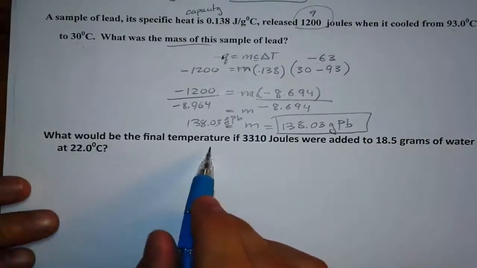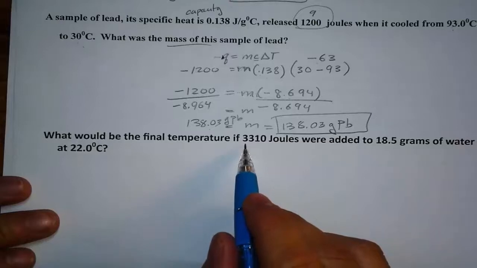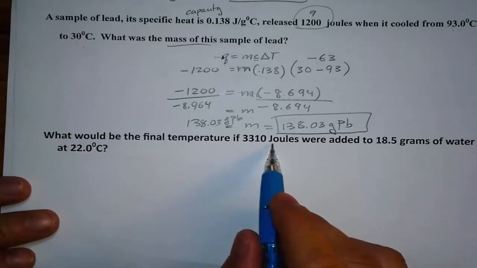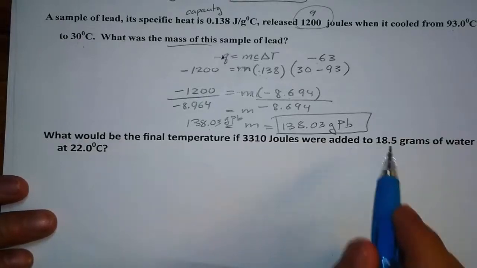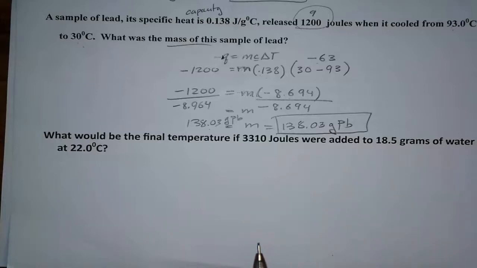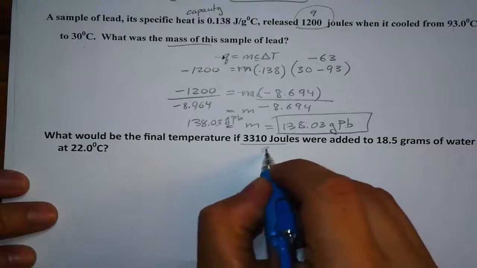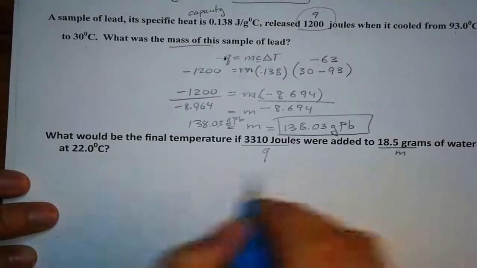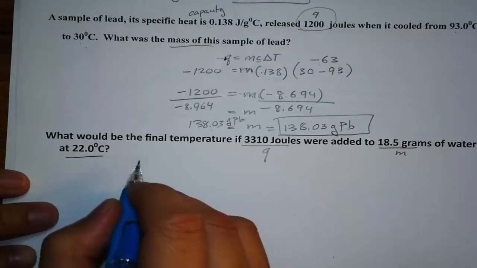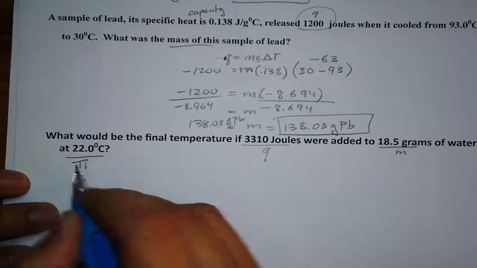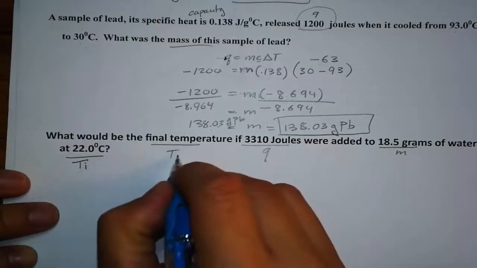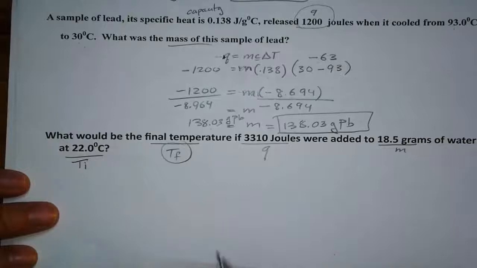Let's try another problem. What would be the final temperature if 3,310 joules were added to 18.5 grams of water at 22 degrees Celsius? Well, again, going back, this is your Q, this is your M, and this is your Ti. And what about Tf? We are looking for Tf right there, isn't it?